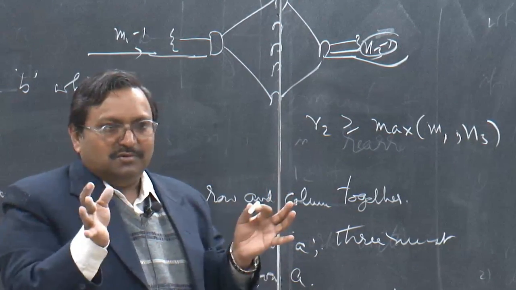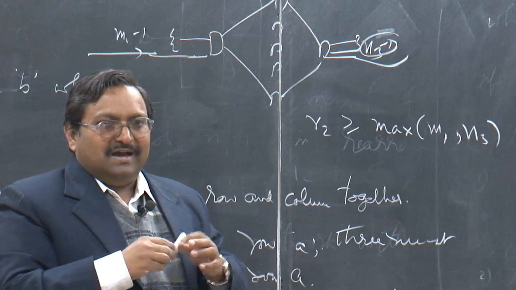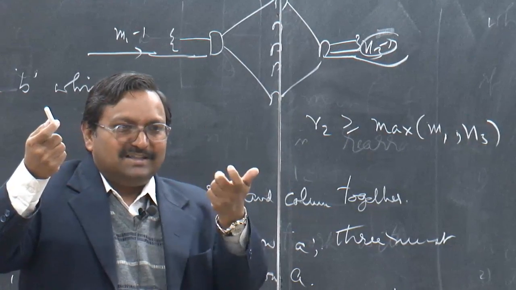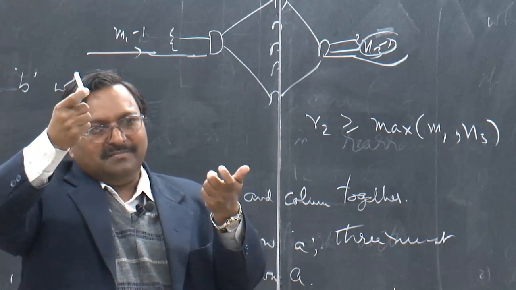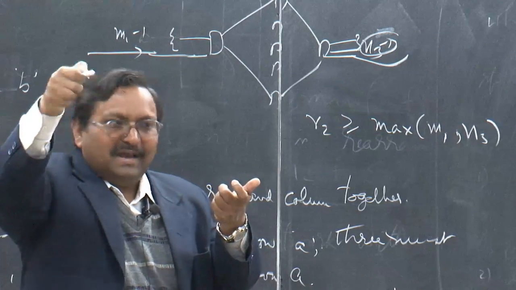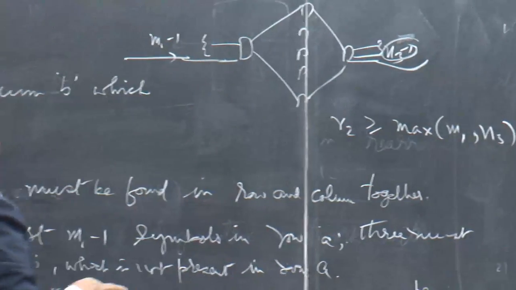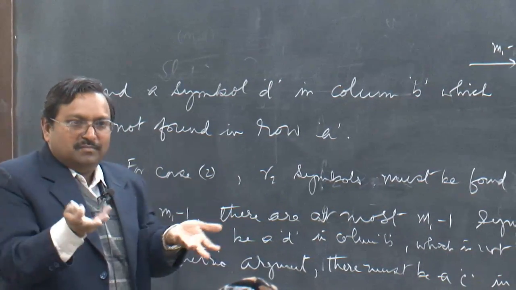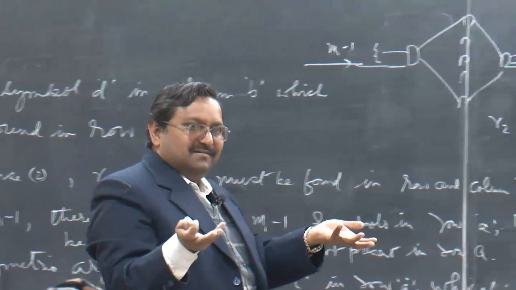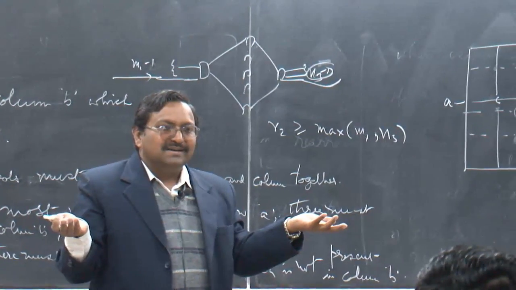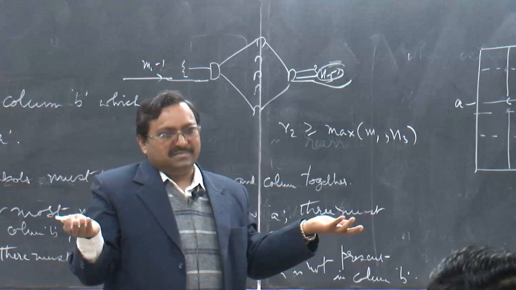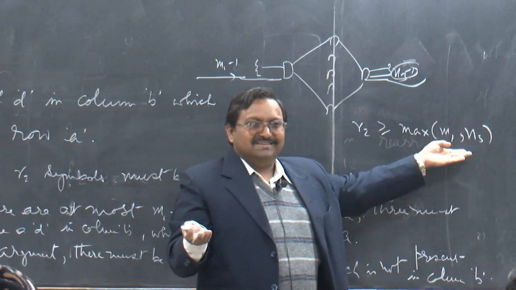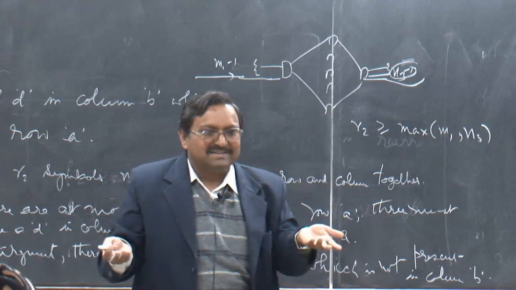If that is not true, I can find out a two-element pair, C and D, for example, here. So if C is in the row, it will not be in the column, and correspondingly D should be in the column and it will not be in the row. Why that happens is because R2 symbols must be there taking rows and columns together, and a row cannot contain more than M1 minus 1 symbols. And my condition is that it is the maximum of M1 and N3. So there is one additional symbol which is not present there, which is D.